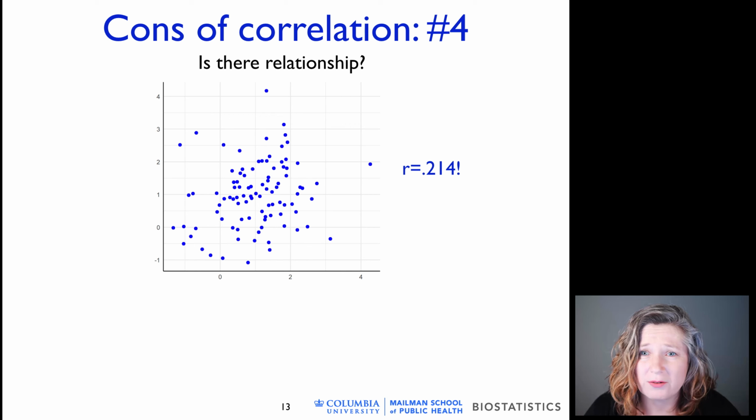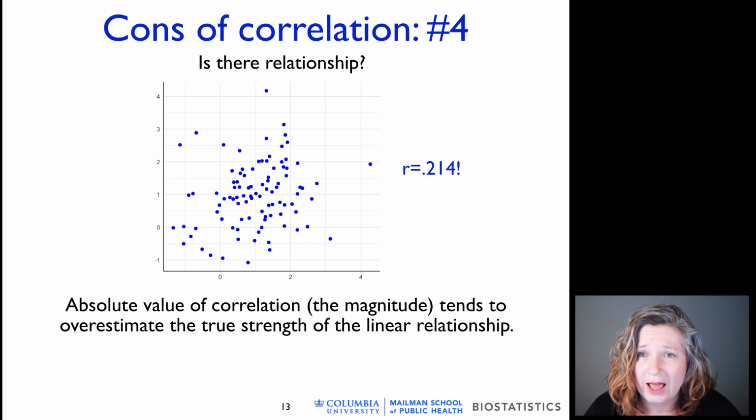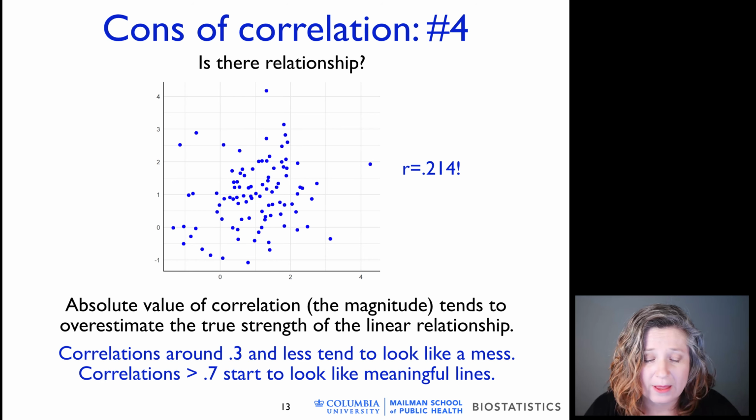However, that doesn't mean that we have a strong association. The absolute value, the magnitude of correlation, tends to overestimate the true association, the true relationship between X and Y. For instance, correlations that are 0.3 or less tend to look like randomness, and we are not even able to judge whether there is a positive or negative association. Correlation larger than 0.7 starts to look like meaningful lines.